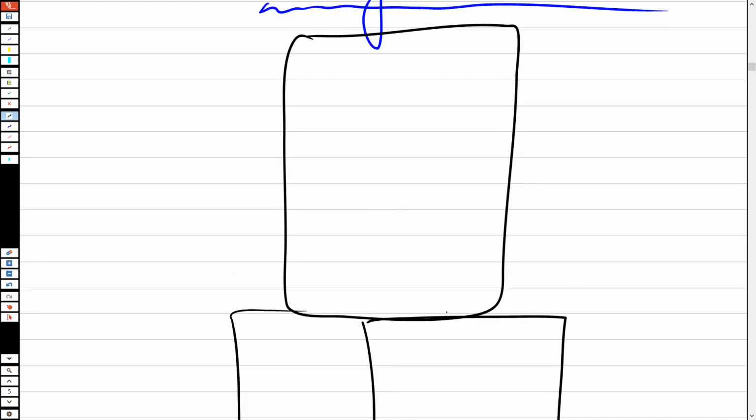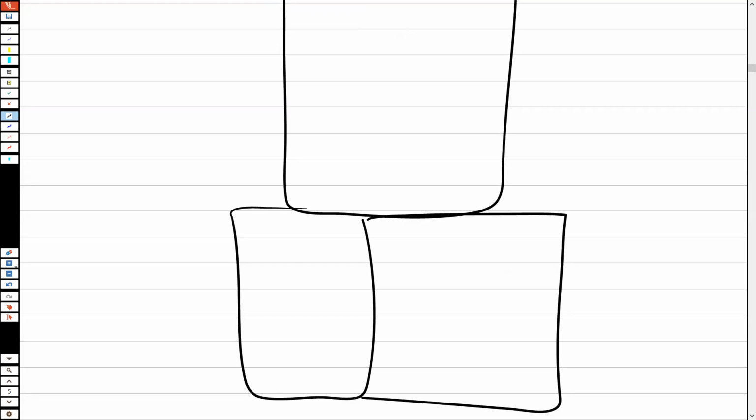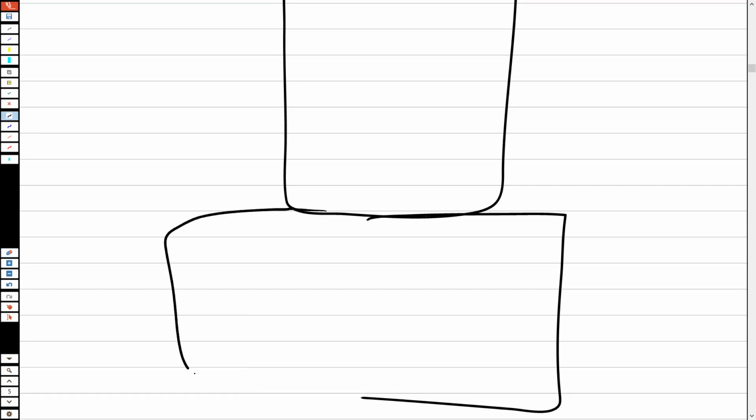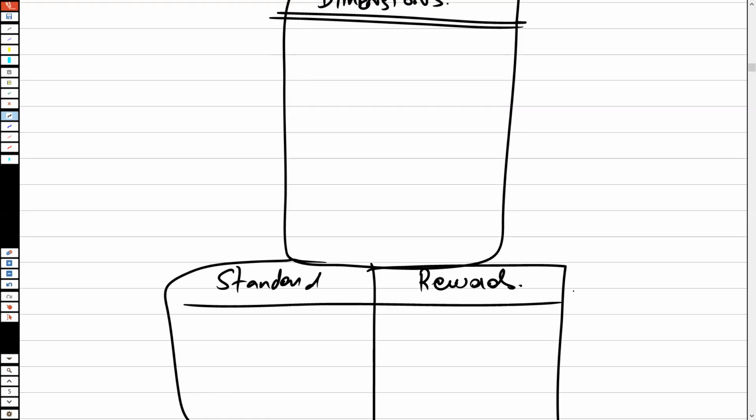Basically, the top of this is called the dimensions block. Then in addition to the dimensions block, there's also something called the standard block, and there's something called the rewards, or you could also call this the measures block.